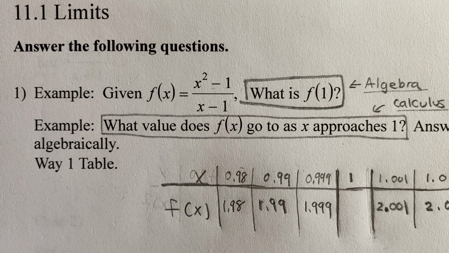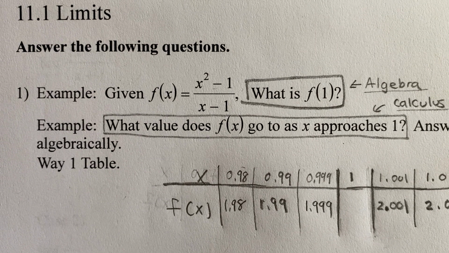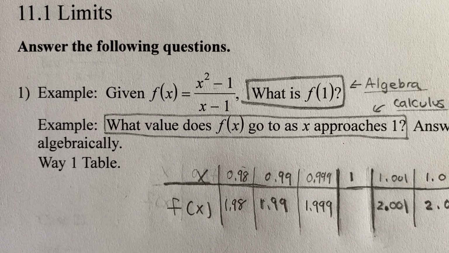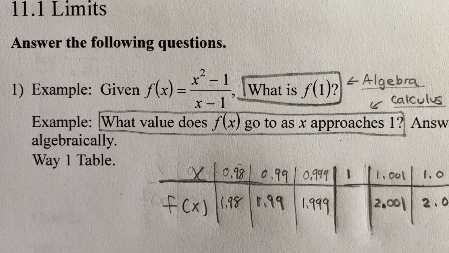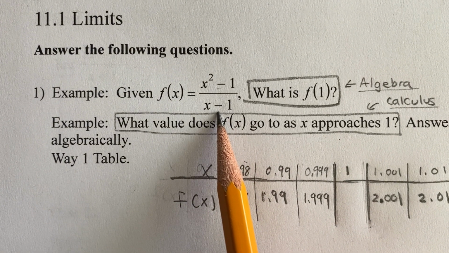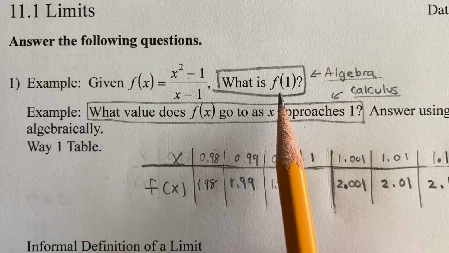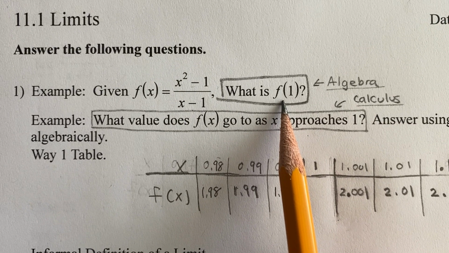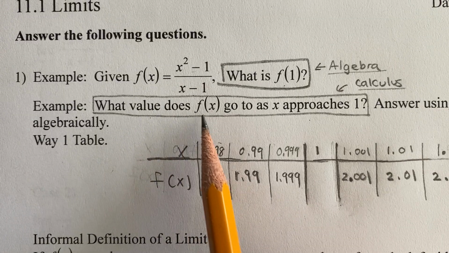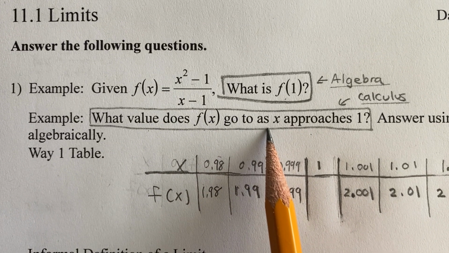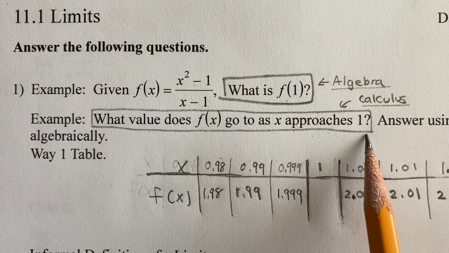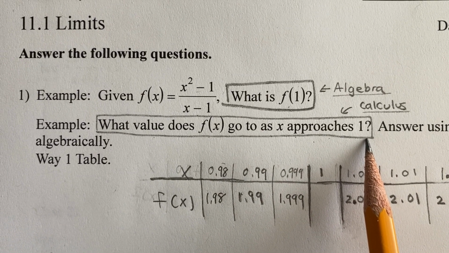Okay, so limits is a fairly simple concept, and we're going to start by answering this simple question here. Given f of x is equal to x squared minus 1 over x minus 1, the first question I asked is what is f of 1? And the second question I'm going to ask is what value does f of x go to as x approaches 1?